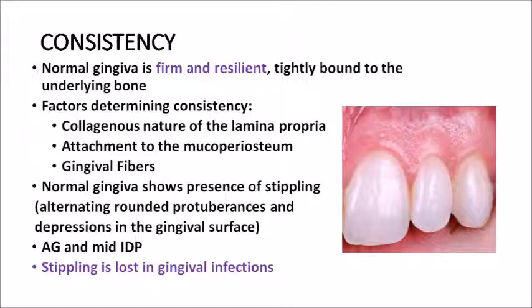Where is stippling found is an important question. Stippling is found in attached gingiva and mid-interdental papilla. It is easy to remember because the interdental papilla is actually a combination structure. Interdental papilla has part of free gingiva extending along its sides and part of attached gingiva dipping into its center. So attached gingiva and mid-interdental papilla, which is actually an extension of attached gingiva, show stippling, whereas free gingiva never shows stippling. And this stippling will be lost in gingival infections.